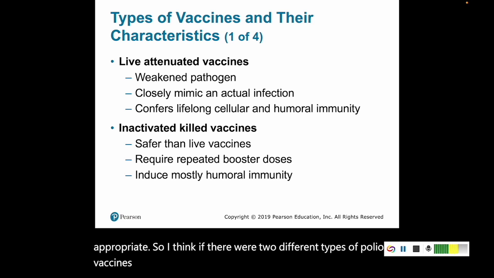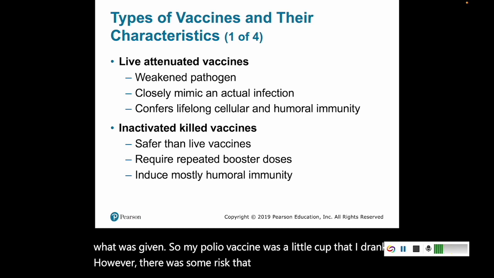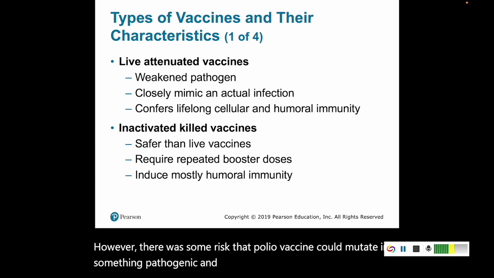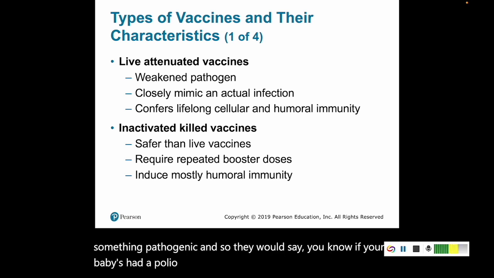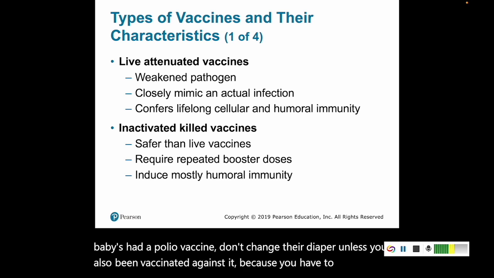And when I was a child, the live attenuated vaccine was what was given. So my polio vaccine was a little cup that I drank. However, there was some risk that the polio vaccine could mutate into something pathogenic. And so they would say, if your baby's had a polio vaccine, don't change their diaper unless you've also been vaccinated against it because you have that slight risk.